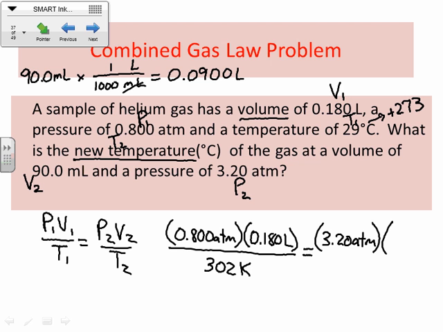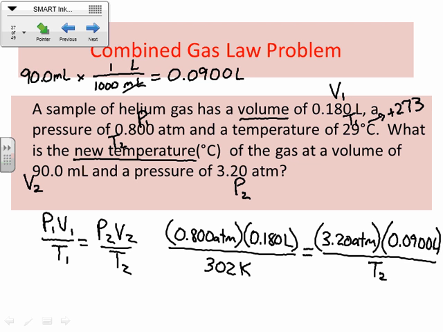When you're doing these combined gas law problems, the units need to be the same from one side to the other. Okay? So you said you're going to give us conversions tomorrow? Yeah, I'll give you conversions. So 0.0900 liters. Okay, now our units are the same for both volumes, so that's good. And then we're trying to solve for T2, right?